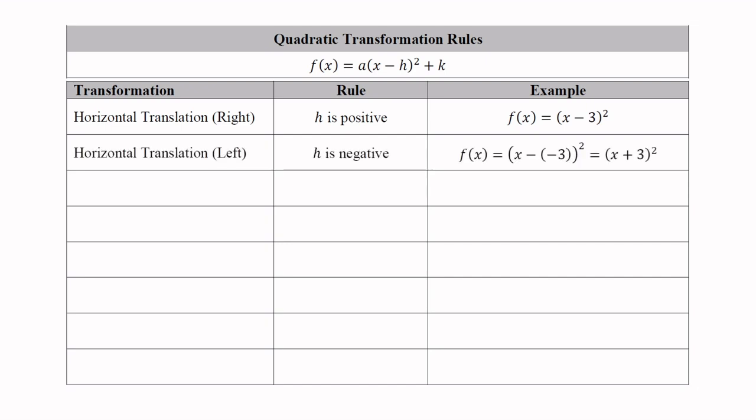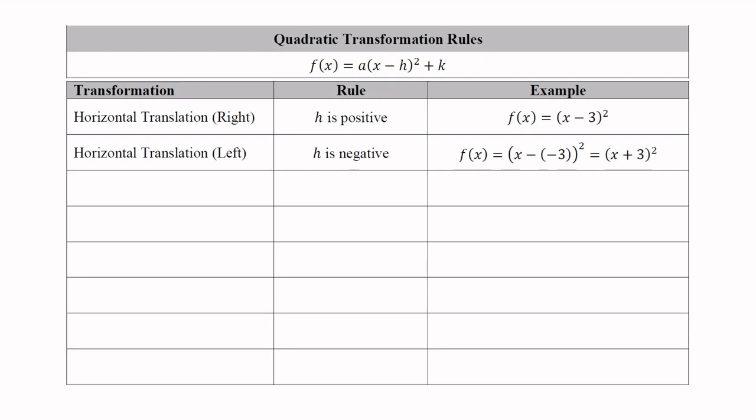You can also have a horizontal translation to the left when h is negative. And in this case, we would have x minus negative 3, which would give us x plus 3 quantity squared. So it's going to look positive, but in reality, h itself is negative, and we have a translation to the left.